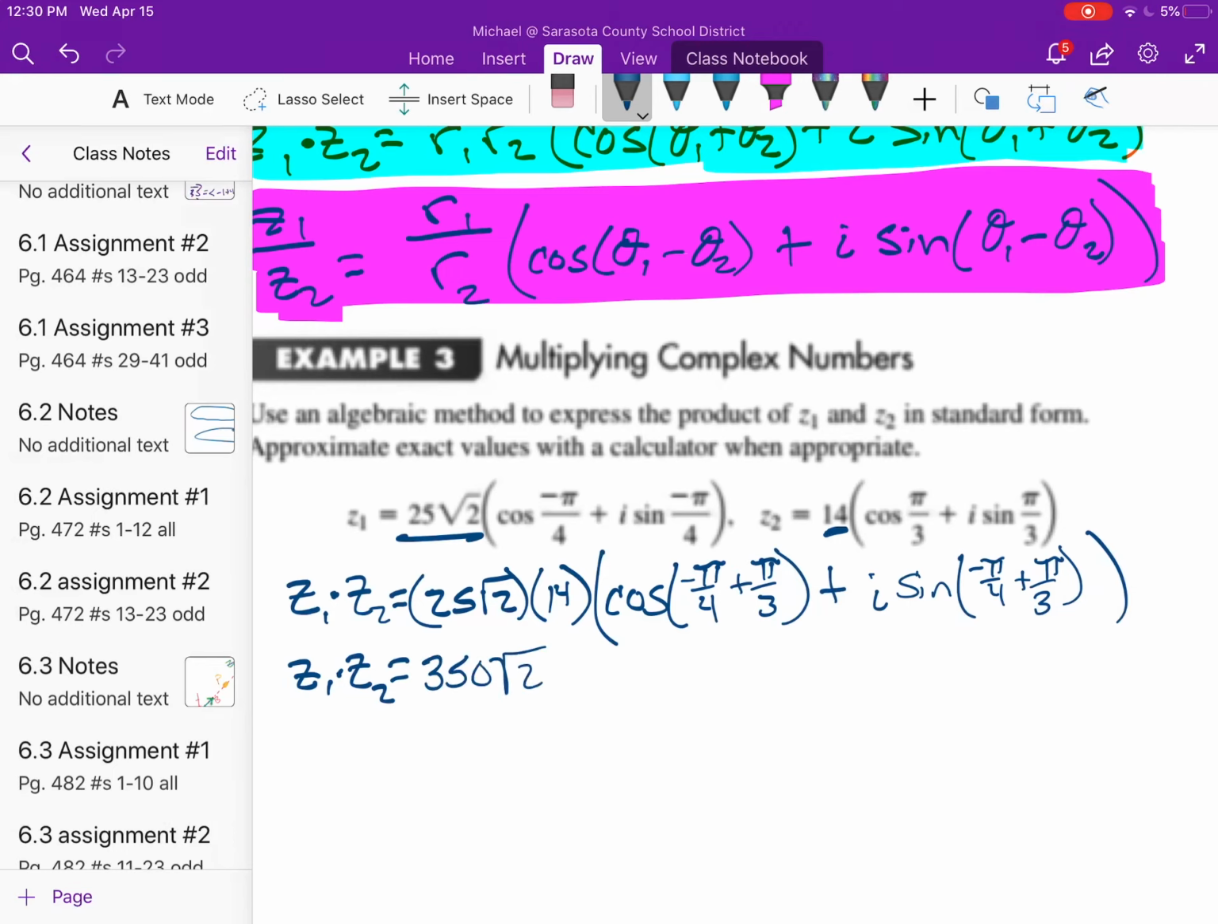root 2. Since negative pi fourths and pi thirds do not have common denominators, we're going to use a common denominator of 12. Negative pi over 4 in terms of 12 is negative 3 pi over 12, and pi over 3 is 4 pi over 12. So it's really negative 3 plus 4, which gives us a positive 1 pi over 12, or just pi twelfths, and that'll be in both cases there.